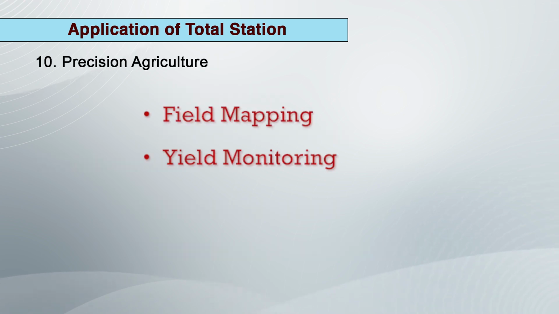The last but not least application of total station is precision agriculture. Total station is also used in agriculture for field mapping. Total stations are used to map agricultural fields accurately, helping in planning irrigation systems, drainage and planting layout. The other application in the agriculture field is yield monitoring. They assist in the precise placement of sensors and equipment used for monitoring crop yield and soil condition.